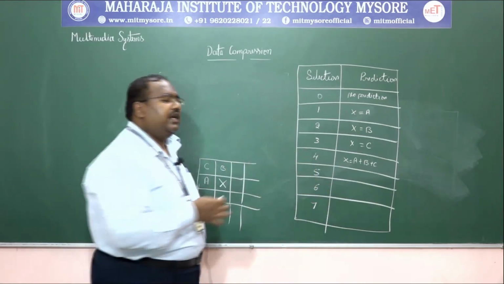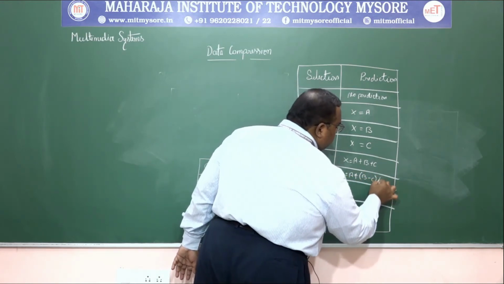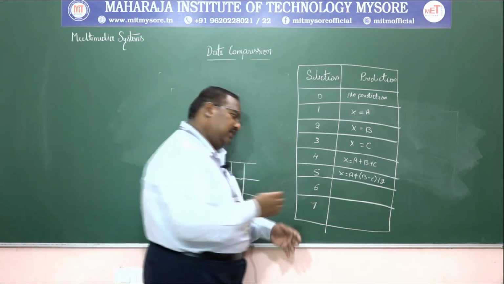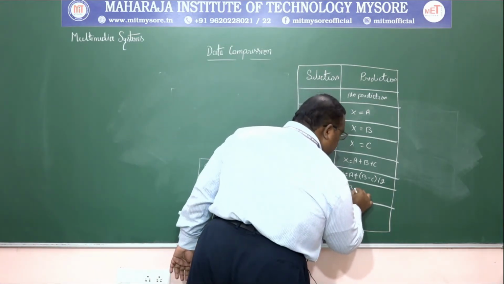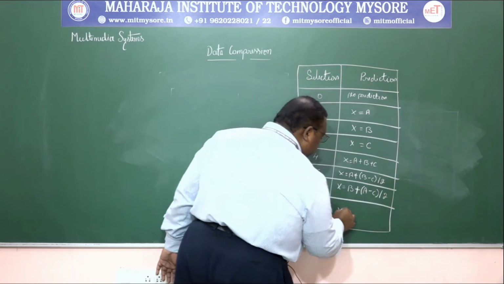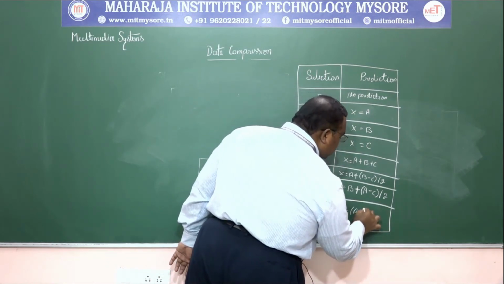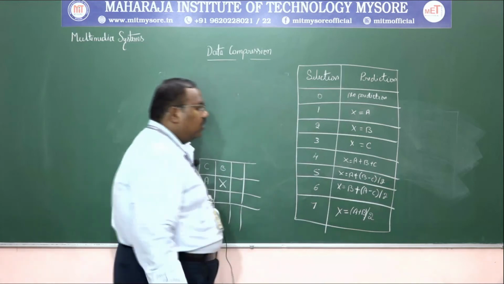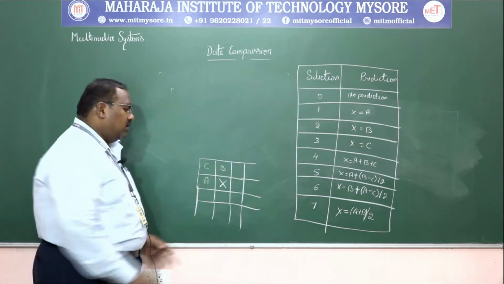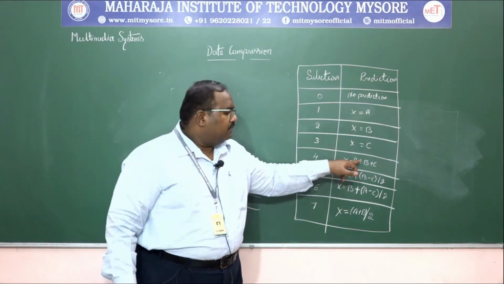When the case is 5, I write x is equal to a plus of b minus c by 2. Why is this? It's my prediction. When the selection is 6, x is equal to b plus a minus c by 2. What about the last prediction? I can have my own, that is, x is equal to a plus b whole thing divided by 2. So we have 8 selections, and out of these 8 selections we have predicted these values. If the cell comes as 4, our prediction would be x is equal to a plus b plus c.